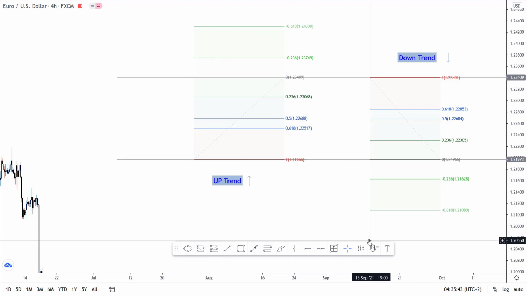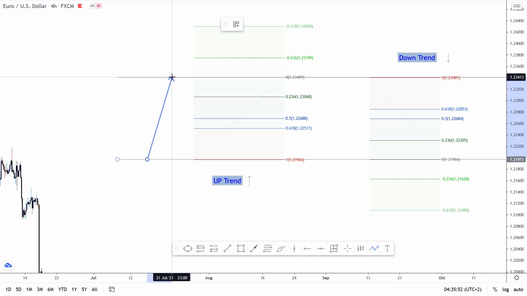Let me draw that correctly. So it's from my 1 level or 100 starting level to my 0. We wait for price to retrace back to a 60-50 zone. This is where price is at its best discount, and this is where we buy to take out this high right here. We look for price to continue to break out this high.